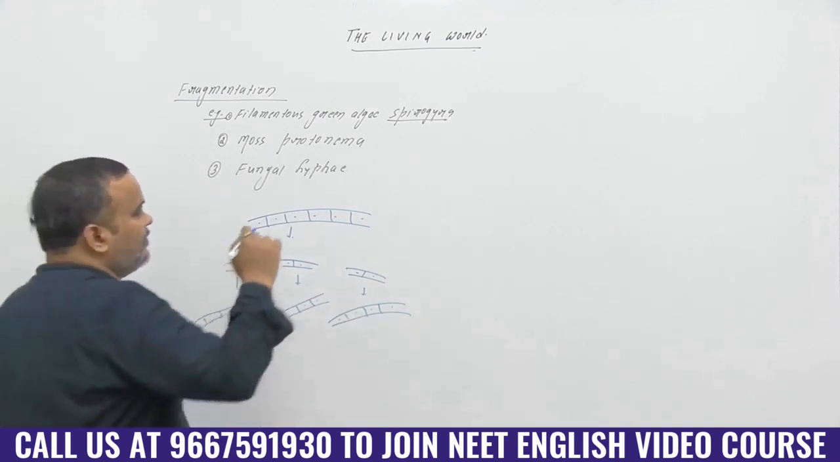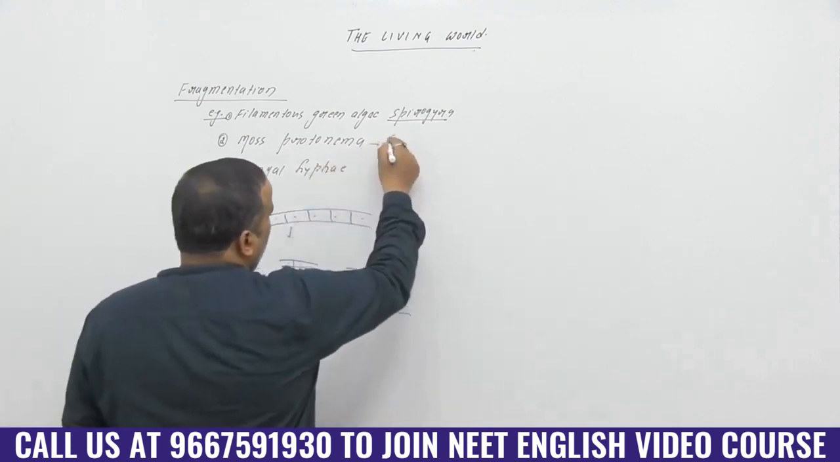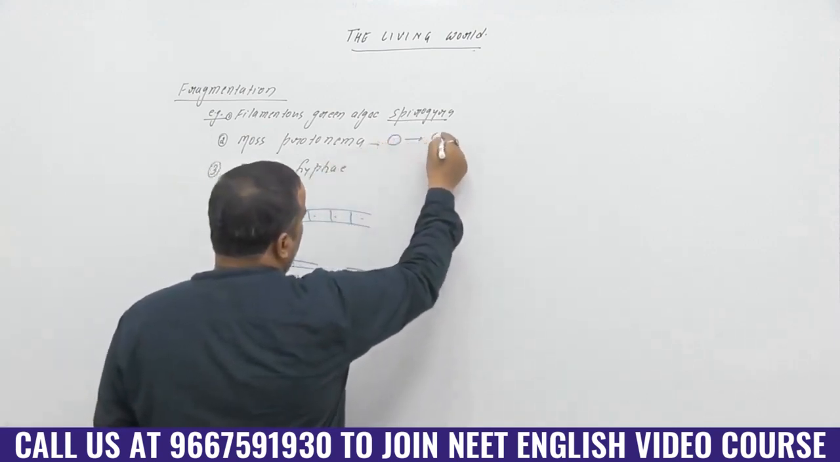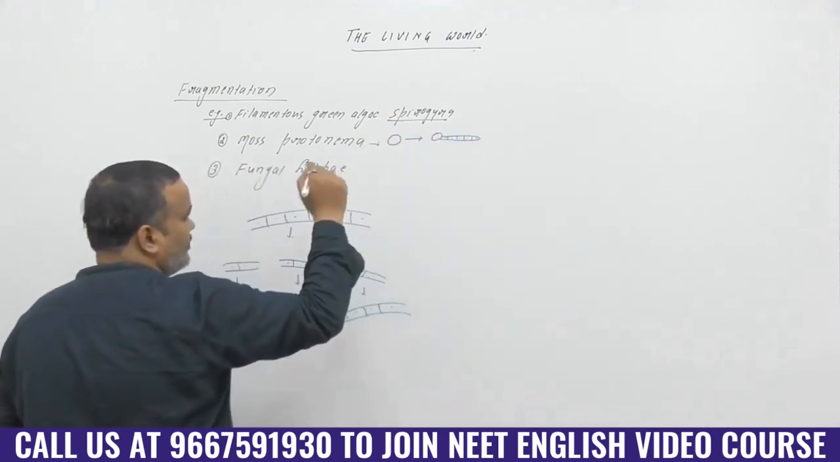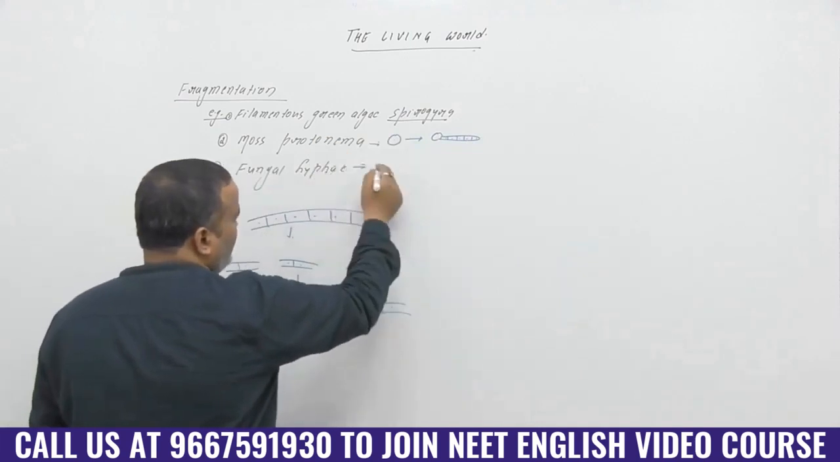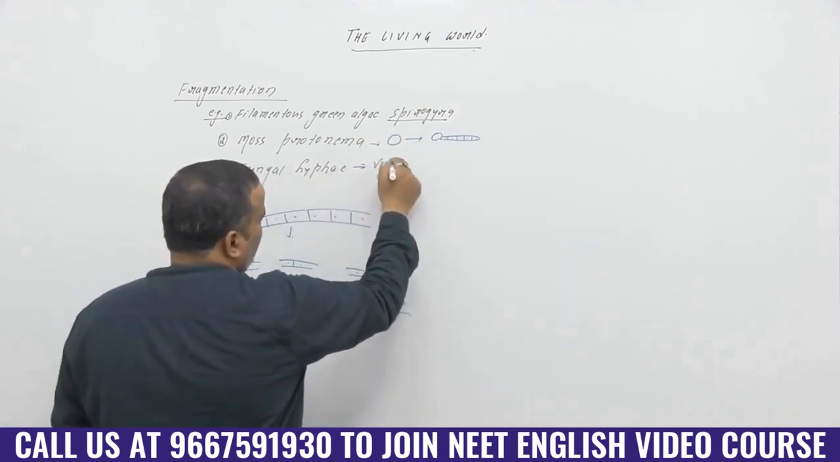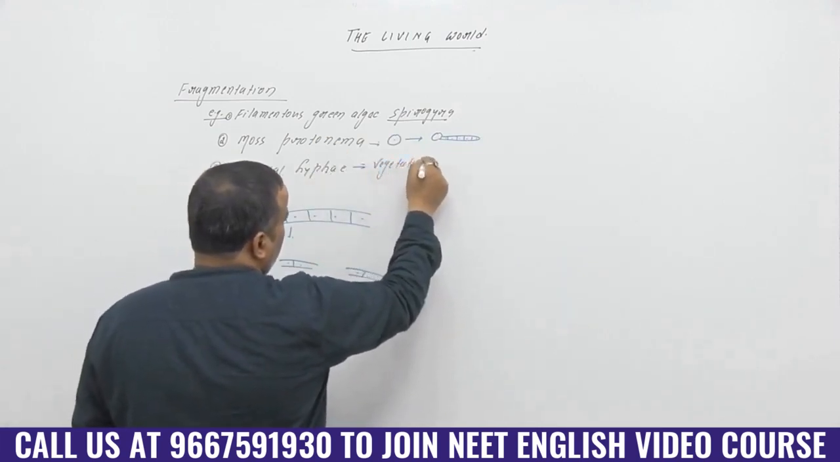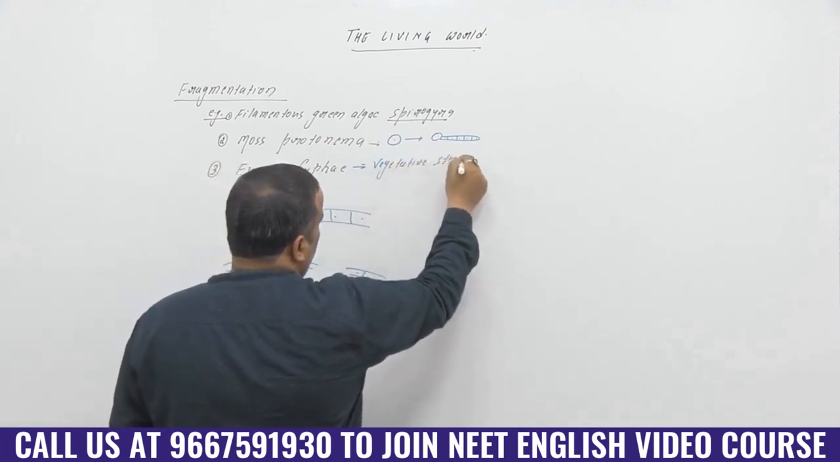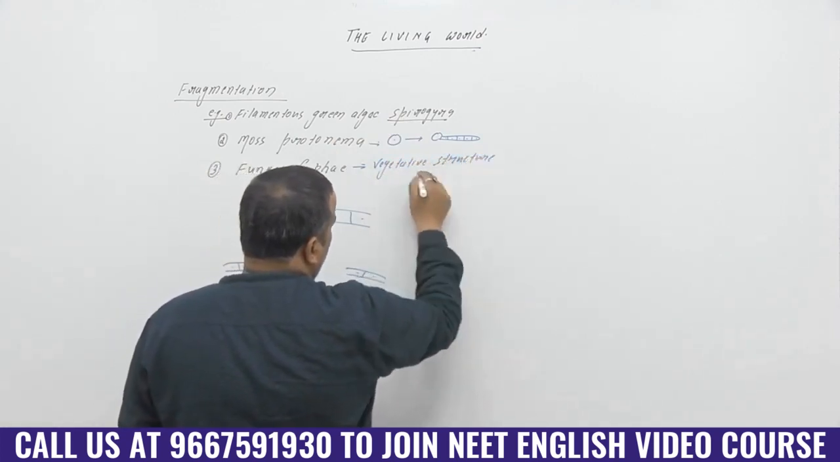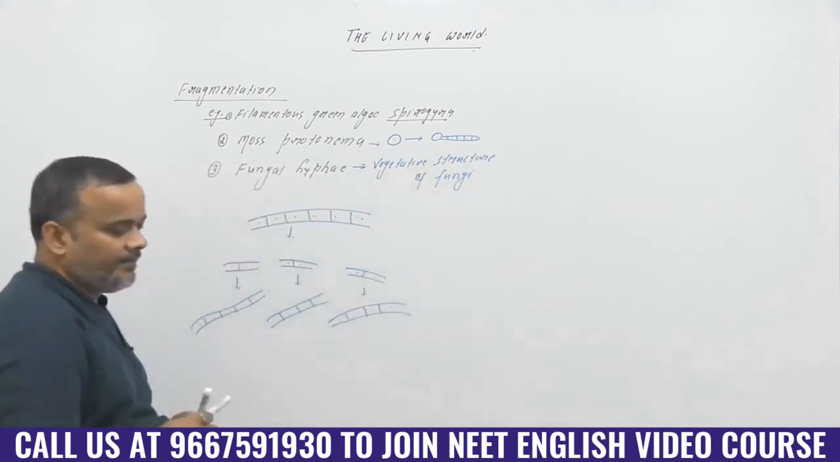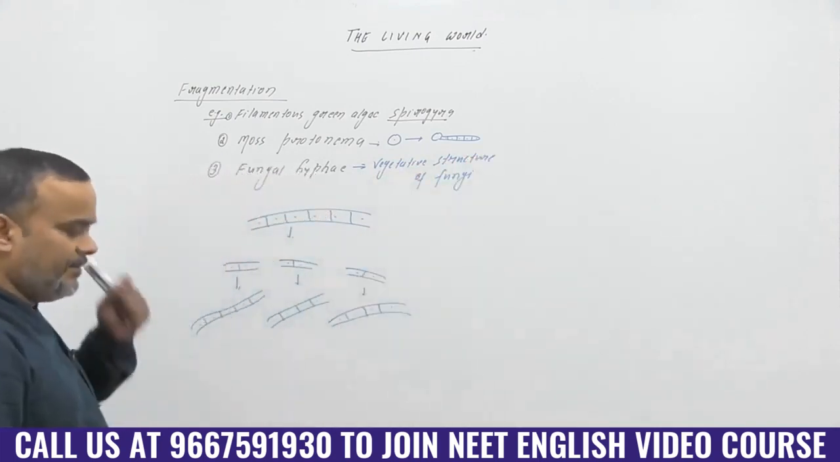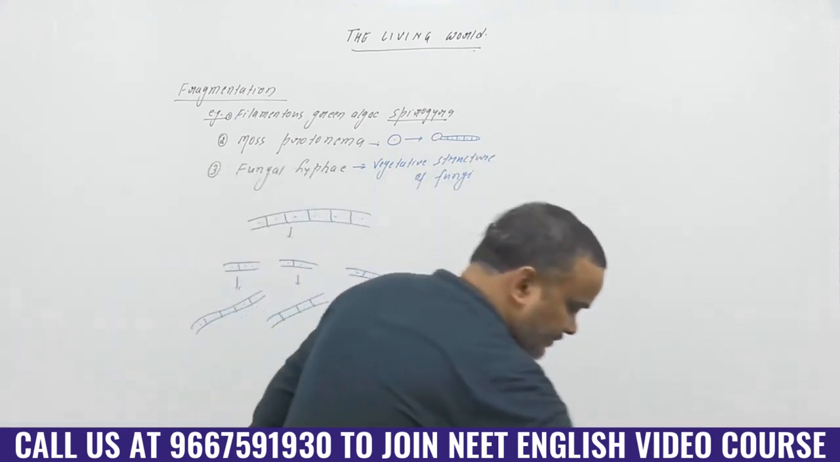Now, what is moss protonema? When the spore of moss germinates, it forms a green filamentous creeping structure. We will study this in the plant kingdom. This is known as moss protonema. And fungal hyphae is the vegetative structure of fungi. Okay. So this is how fragmentation takes place.